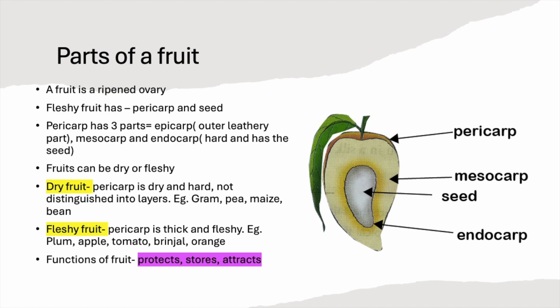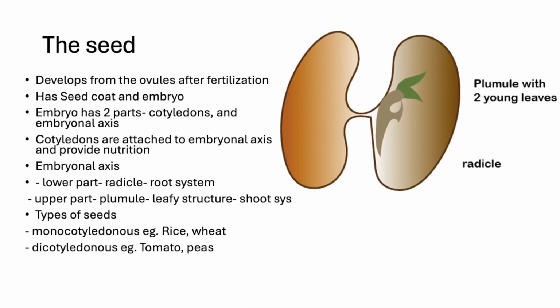The functions of a fruit: it protects the seed inside that's growing, it stores a lot of food, and it attracts the animals to come and eat it and take the seed to a far off place for dispersal of seeds. The seed. This develops from the ovules after fertilization.